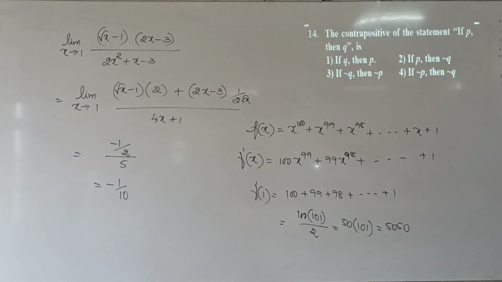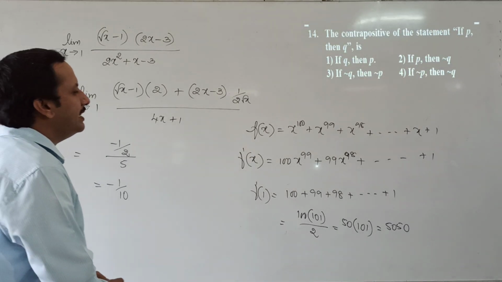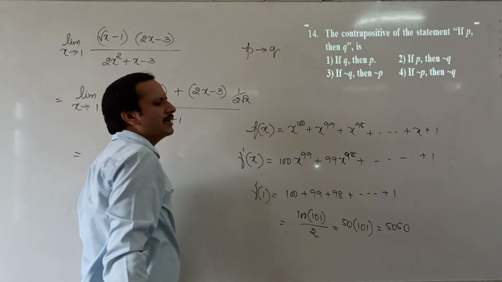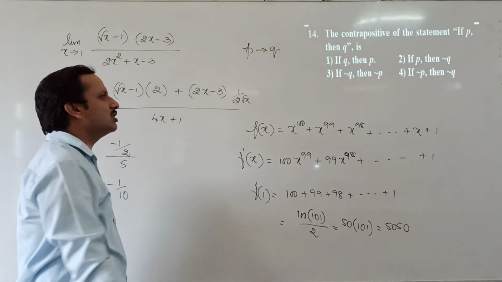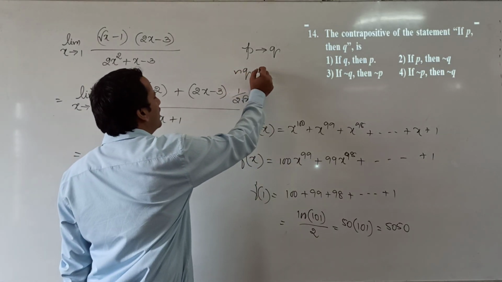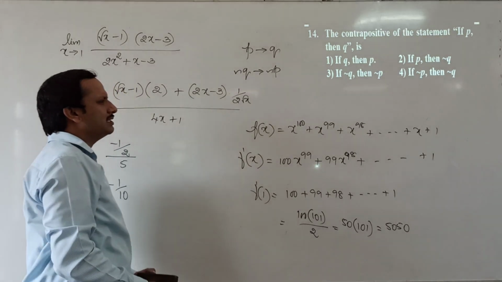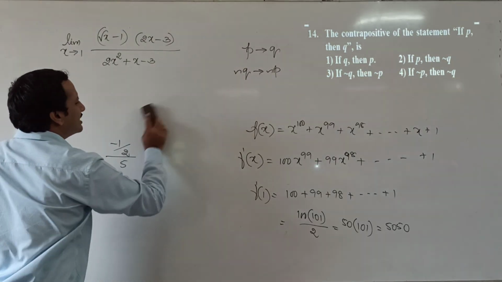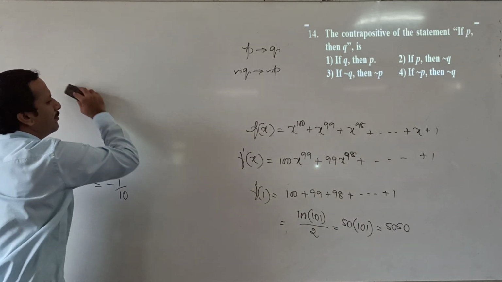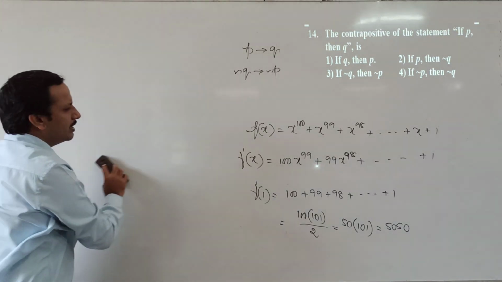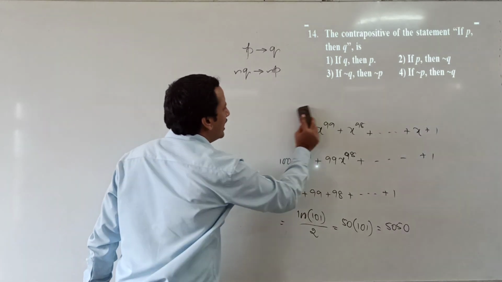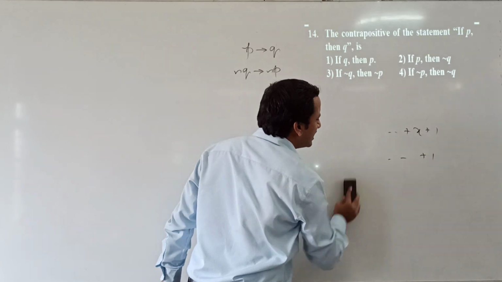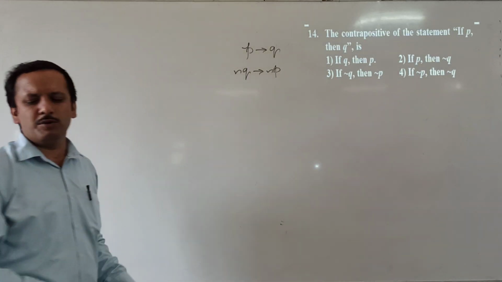14th question. The contrapositive of the statement if P then Q. If P then Q is nothing but P implies Q, P conditional Q. Its contrapositive we already know is nothing but negation Q implies negation P. That is given by: if negation Q then negation P, which is the third option.